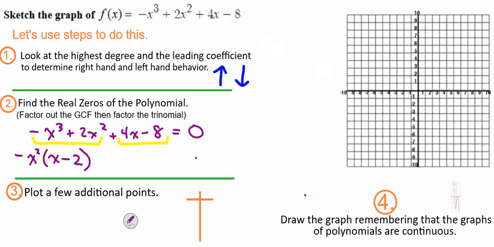I'm going to factor out the GCF, and the GCF is 4. So when I factor out the 4, I end up with x minus 2. Now, here's the deal. We know that we did it right because this and this are the same. Now, if for some reason those weren't the same, we'd have to start over again because that's not going to be helpful.